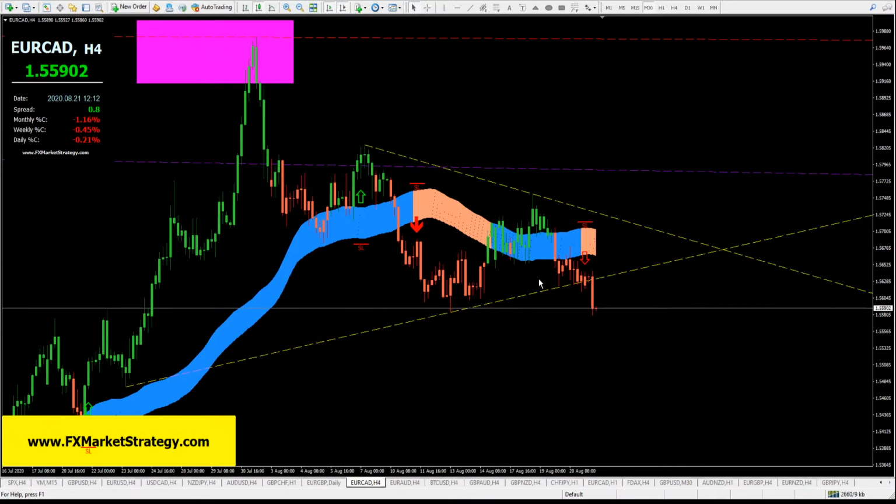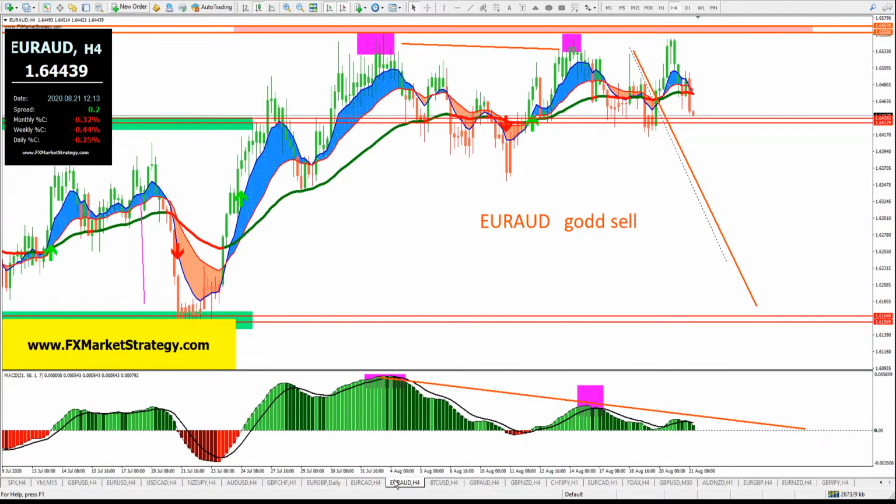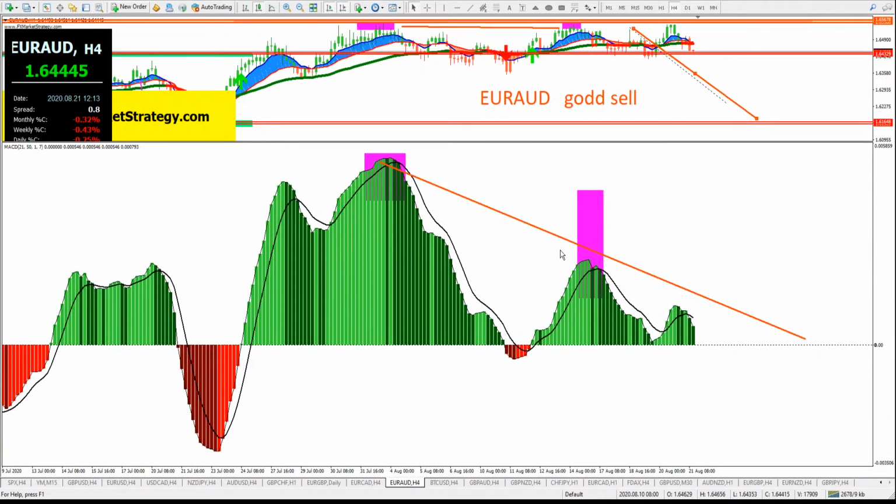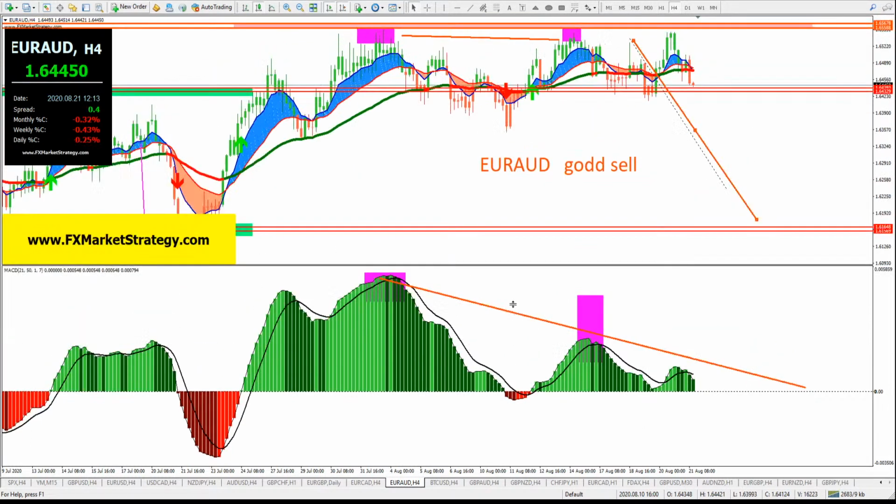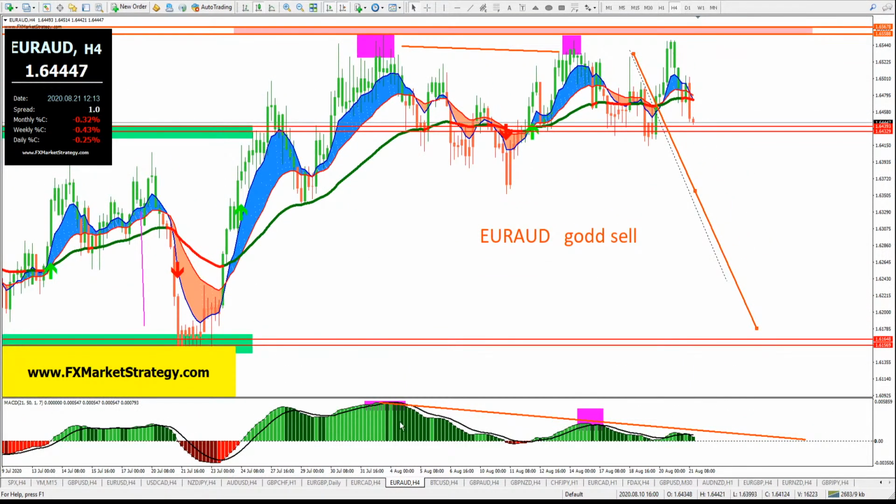We already talked about the Euro CAD, it's going good so far. Euro Australian also is possibly going to come down. We said there is also divergence in the big picture. Look at this big divergence we already talked about in the 4-hour time frame. This is coming because the Euro index has a very strong divergence, so it's affecting the euro across the board, guys. That's why.